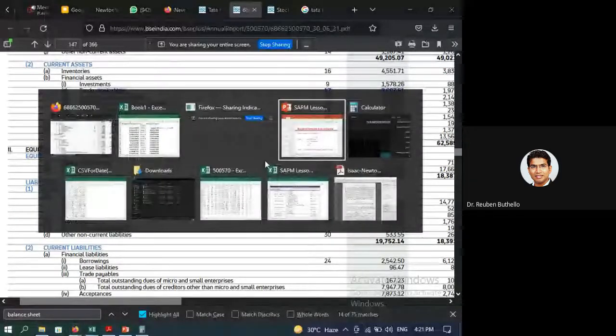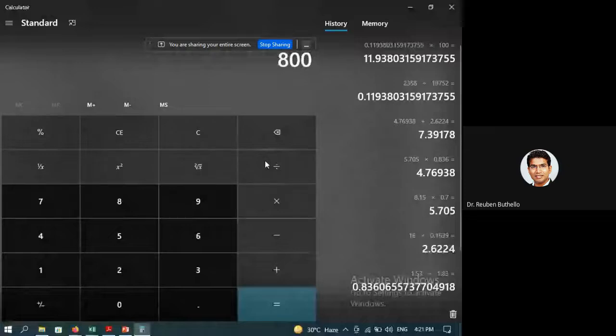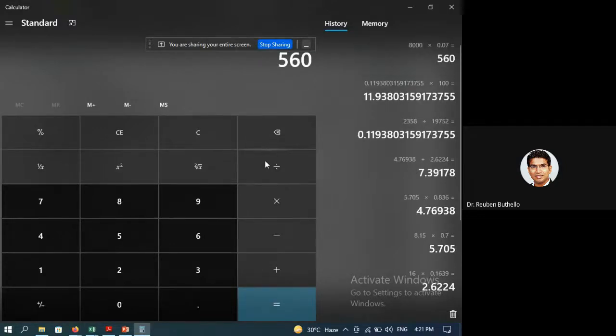So let us say 8,000 crore into 0.07, which means 7%. This becomes 560 crore. So what these CFOs do, it happens in many companies, I know this for a fact. They will tell the company that, look at this, without taking any money from your company, I have made a profit of 560 crore.